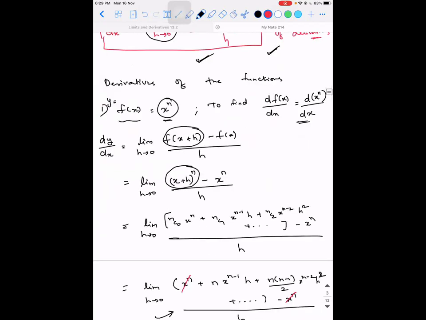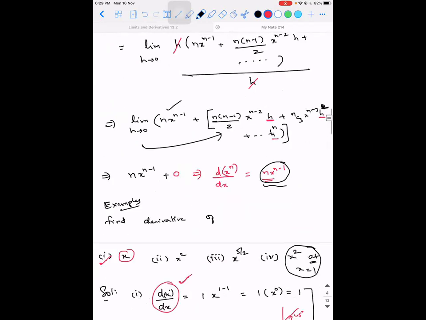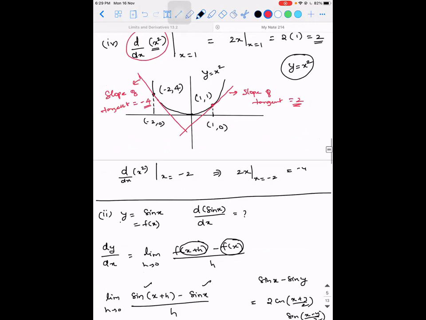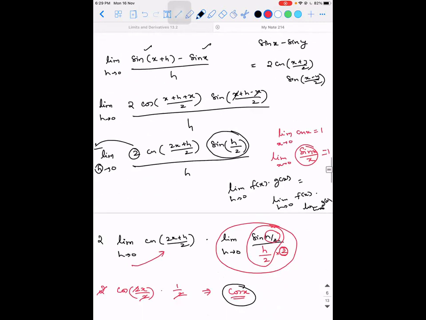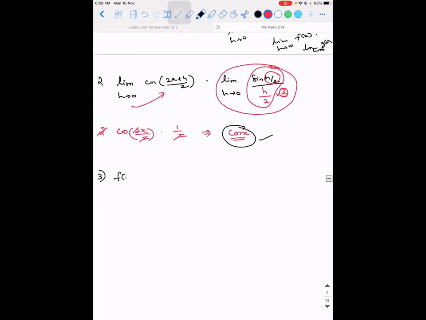Using that, we found the derivative of x power n, which came out to be n into x power n minus 1, and we found the derivative of sin x, which came out to be cos x. Now we will see what is the derivative of cos x. Minus sin x, sir. That's right.